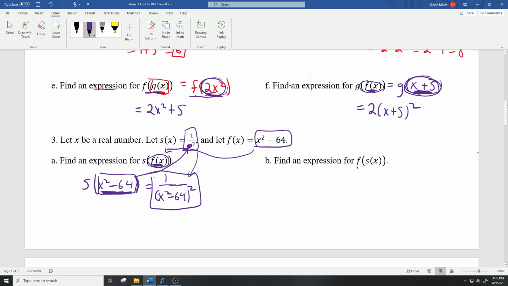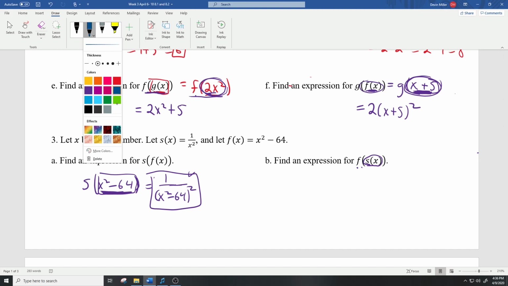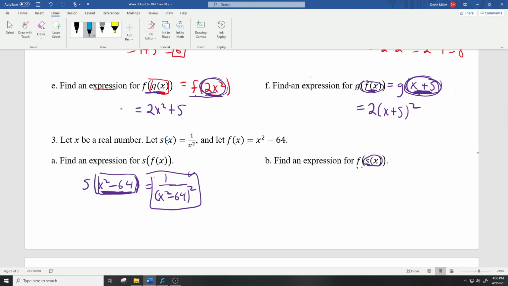Find an expression for f of s of x. So look at the inside, it's s of x. We're going to replace it with what it's equal to over here. Should probably erase some of the stuff now. Got stuff going all over the place. Yeah, let's try a different color too. Okay, so s of x is 1 over x squared. So I'm going to replace that and put it in here. So we have f of, what was s of x? It's 1 over x squared.